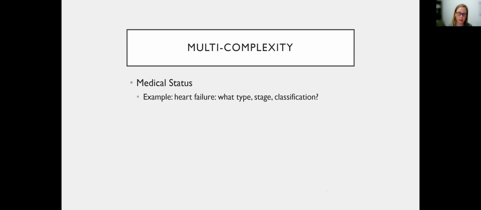And then the multi-complexity portion of it, we're going to look at their medical status, because a person with a very early diagnosis of maybe we'll say heart failure is going to look very different than someone in the later stages. And so we need to know where they're at. Is it acute or are things stabilized? And that will tell us how much we need to monitor.